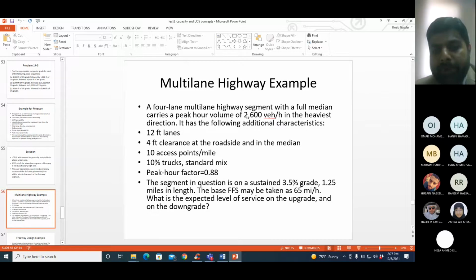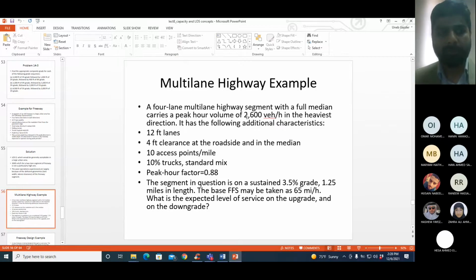Base free flow speed is given because it will be required for calculation of free flow speed for the multi-lane highway. What is the level of service expected on upward and downward gradient? Now understand one point here. You can see only one gradient is given and only one volume is given as well.